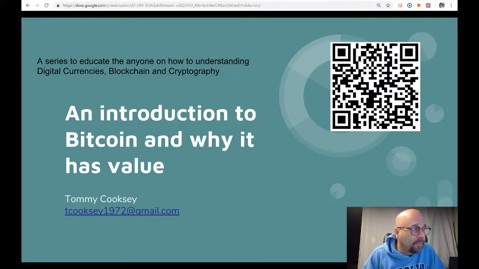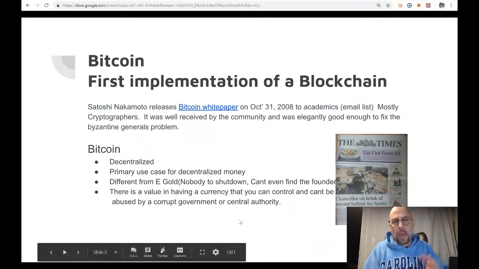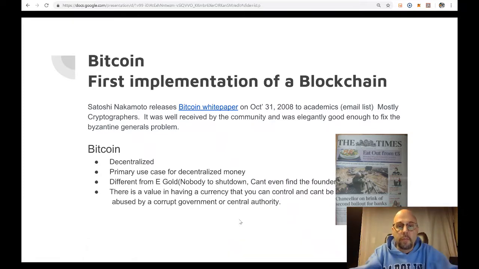Okay, so let's go ahead and get started. As I mentioned before, a little bit about Satoshi Nakamoto. This was the author, or the pseudo author, of the Bitcoin white paper. This white paper dropped on October 31st, or Halloween, of 2008. And it basically just went out to an email list of academics. That list was a lot of cryptographers. And basically it was well received by the community. It was elegant. It was a good enough fix to that Byzantine general problem that we talked about yesterday. So it was a fix that allowed us to have trust in a trustless environment through sharing messaging. And so I really want to make this quite simple.